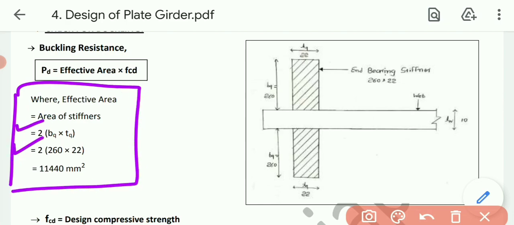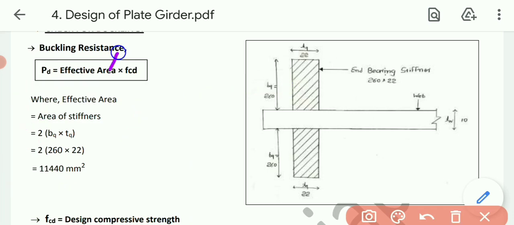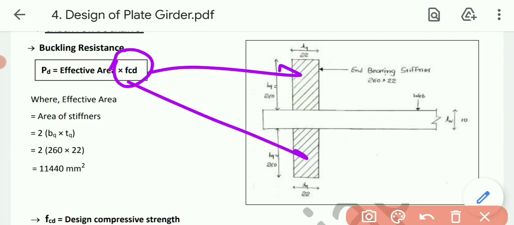area of the stiffener, that is 2 times BQ into DQ, that is 2 times 260 into 22. So the answer is 11440 mm square. That's the criteria of, we can say, the area of the stiffener. Now we need to calculate FCD, the design compressive strength, of this highlighted portion, this one and this one.